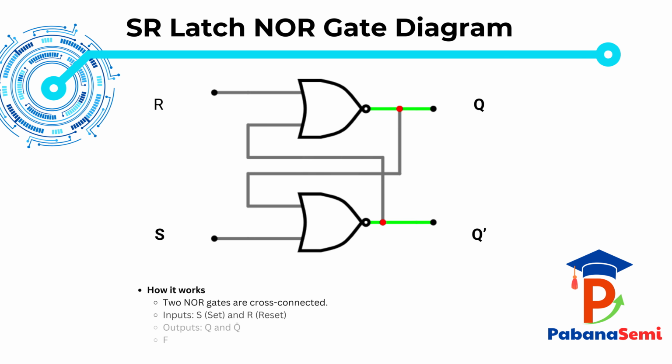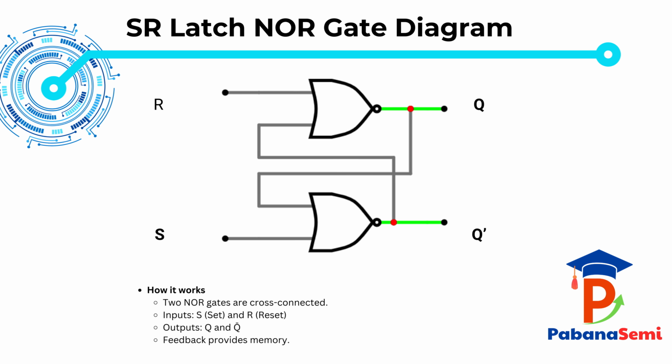Here, you can see two NOR gates. Notice something important. The output of each gate is connected back to the other gate. This is called cross-coupling. That feedback connection is what allows the circuit to remember a value. Without feedback, there is no memory. On the left side, we have two inputs. S means set, R means reset. On the right side, we have two outputs, Q and Q bar, which is the complement of Q.